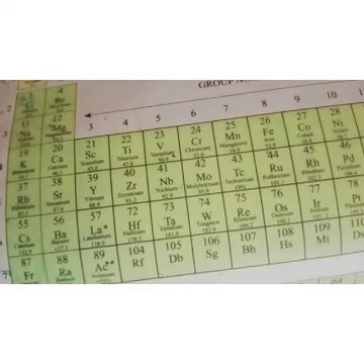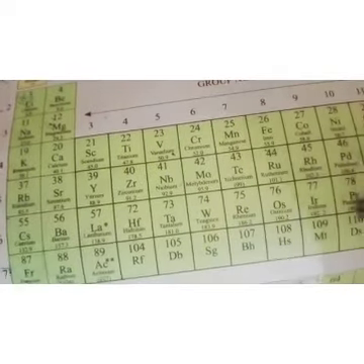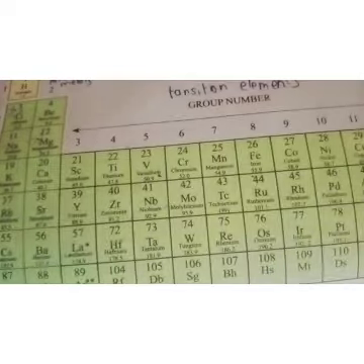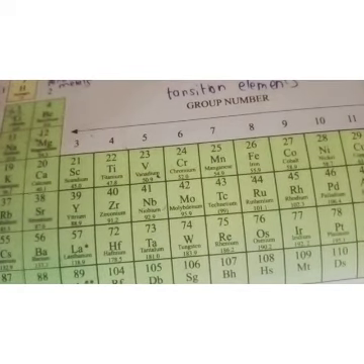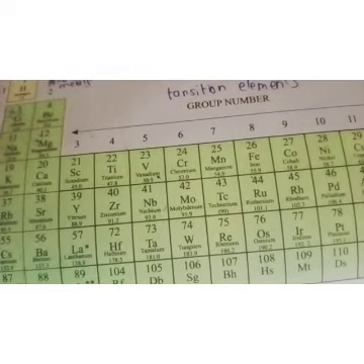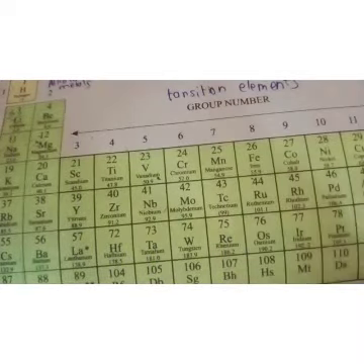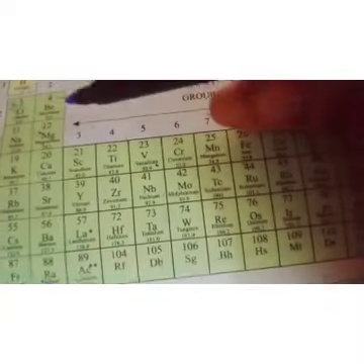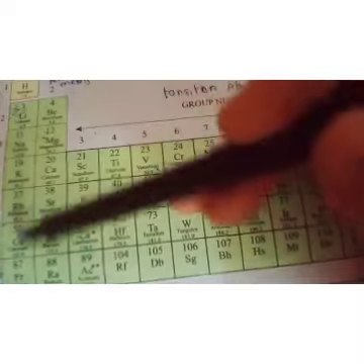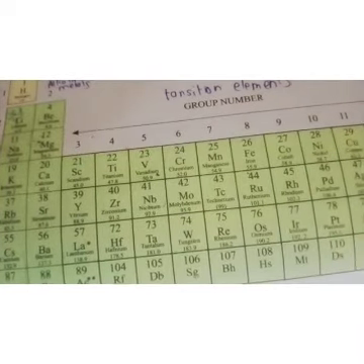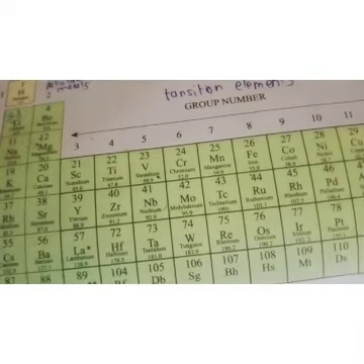These vertical columns are called groups. So how many groups are there? 18 groups are there. In the modern periodic table, these vertical columns are called groups. How many groups are there? 18 groups are there. Okay.